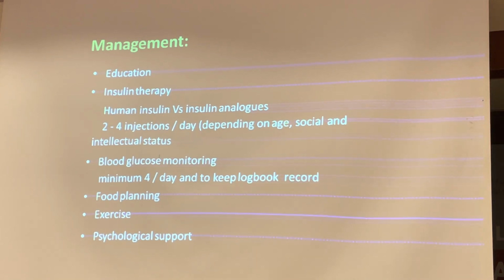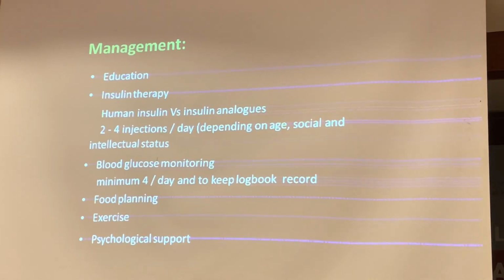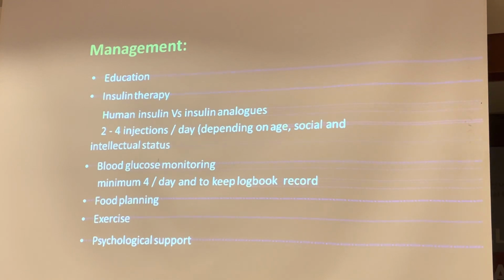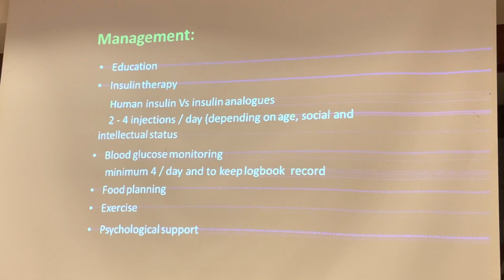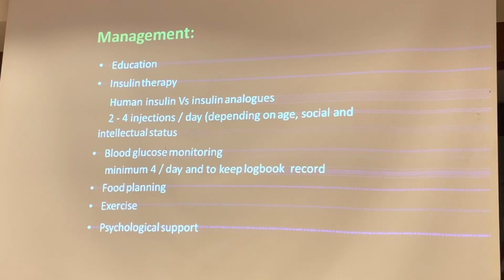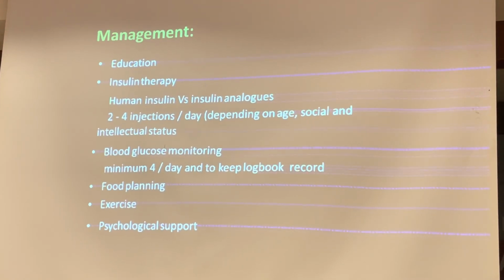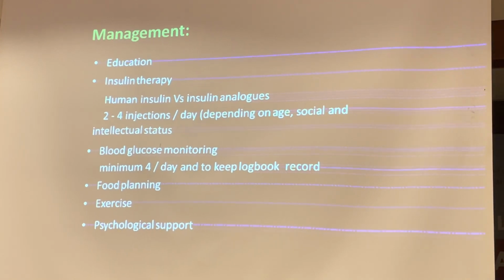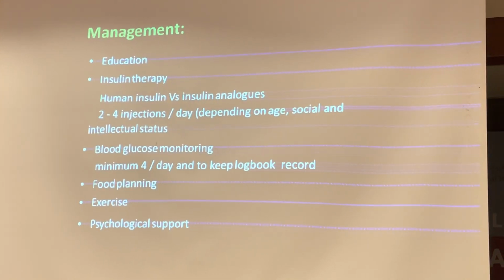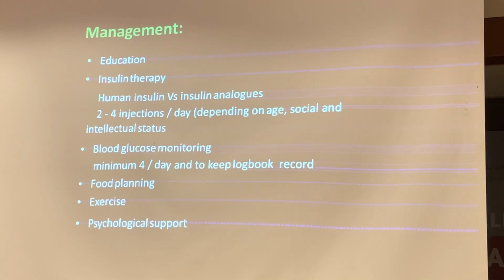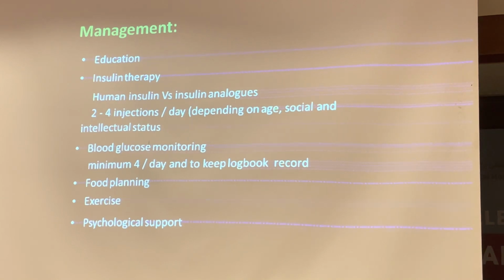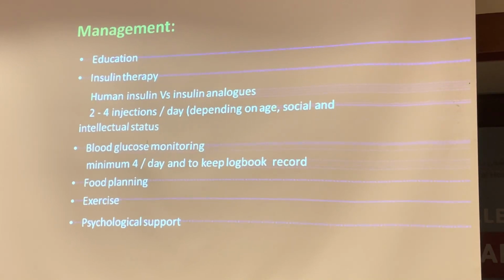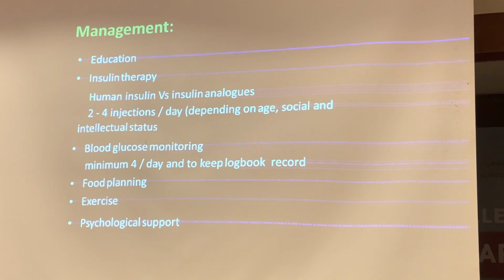So if there are issues in the family, a lack of a private caregiver, the kid is starting to be 11, 12, and the family is throwing everything on the kids, go get your injection, go do that, this is really not helpful. So the patients require a very attentive caregiver, whoever that caregiver is, parents or grandparents or whatever. Then they need regular blood glucose monitoring, minimum 4 times per day, food planning, exercise, psychological support.